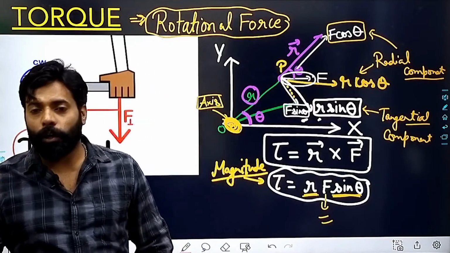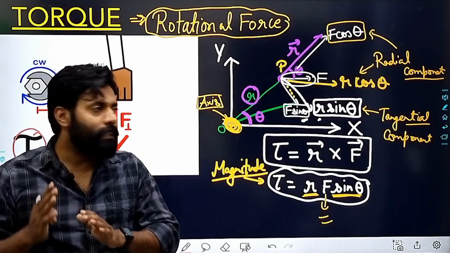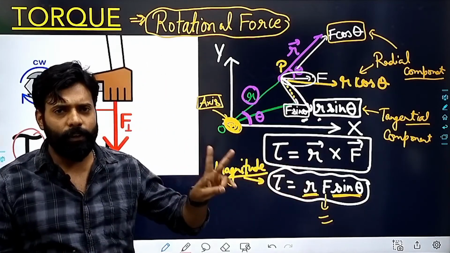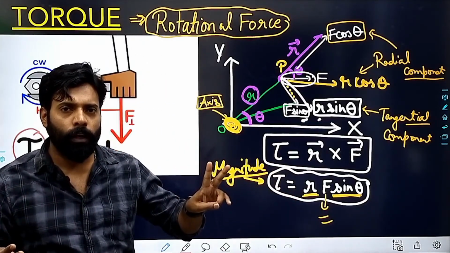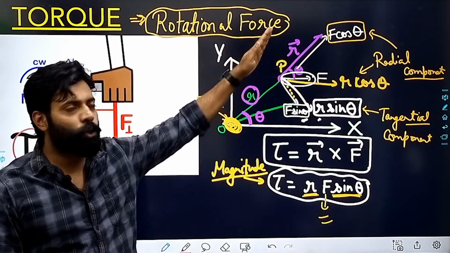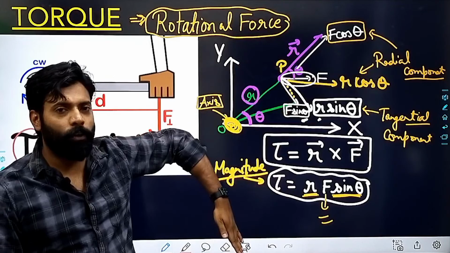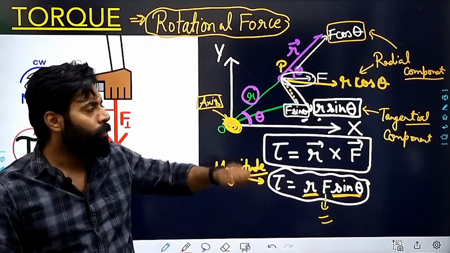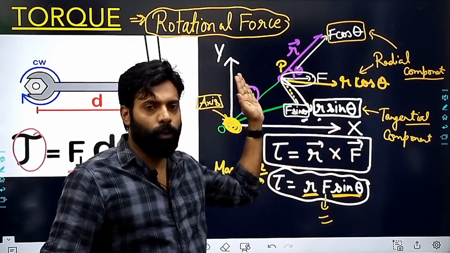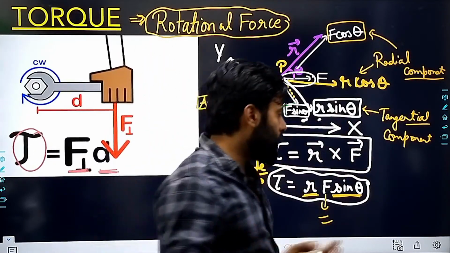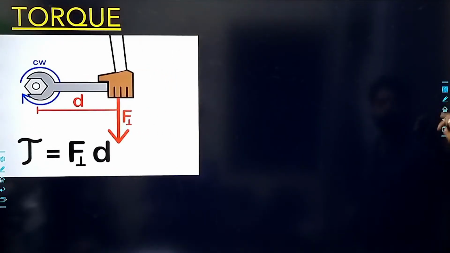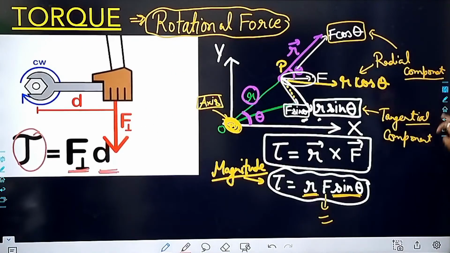Torque is a rotational force, and it can be calculated using the formula R cross F. There are two ways to find it: either change the direction of the R component to be perpendicular to the force, or change the force to be perpendicular to R. You can use either of these to get your answer. Let's move forward.